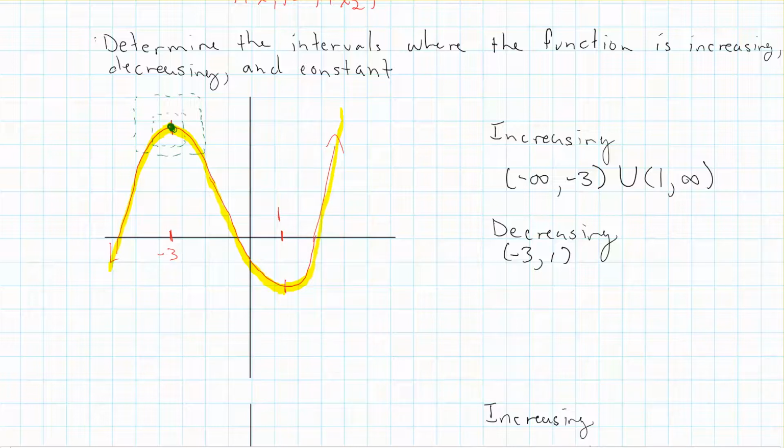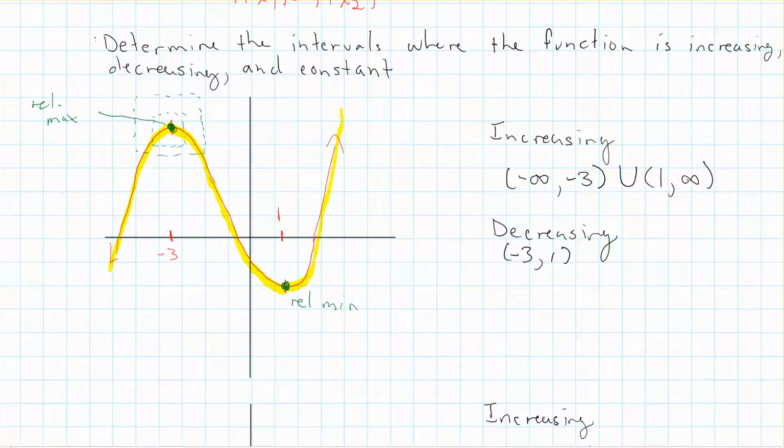In both these cases, both these boxes that I've drawn around the point, we can see that it's a maximum in both cases. So this is a relative max. And then we can see clearly here that this is a relative min.